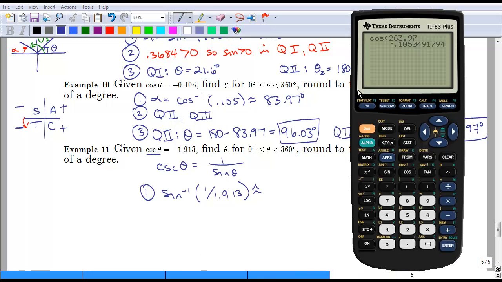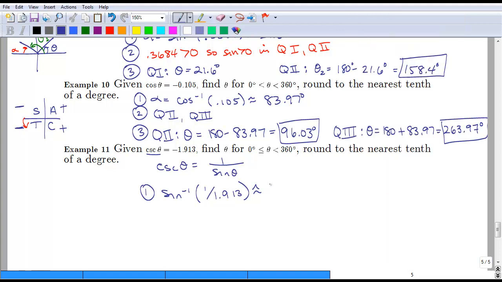And if we do that, we say, okay, sine inverse of 1 divided by 1.913, we end up with 31.5 degrees. Again, this is our reference angle alpha.